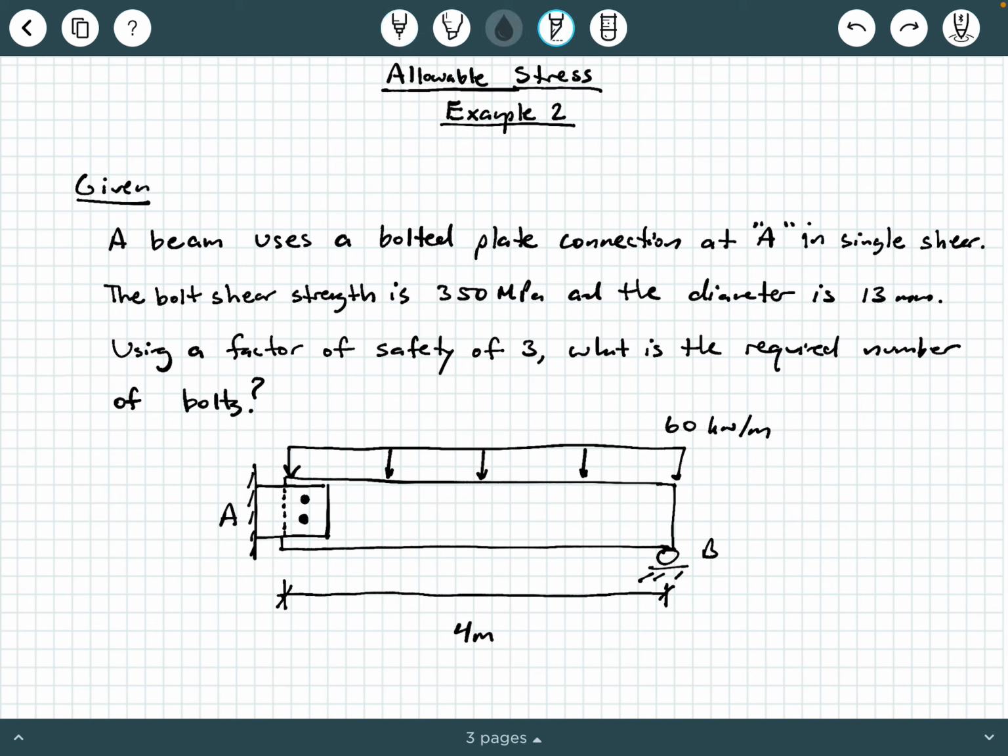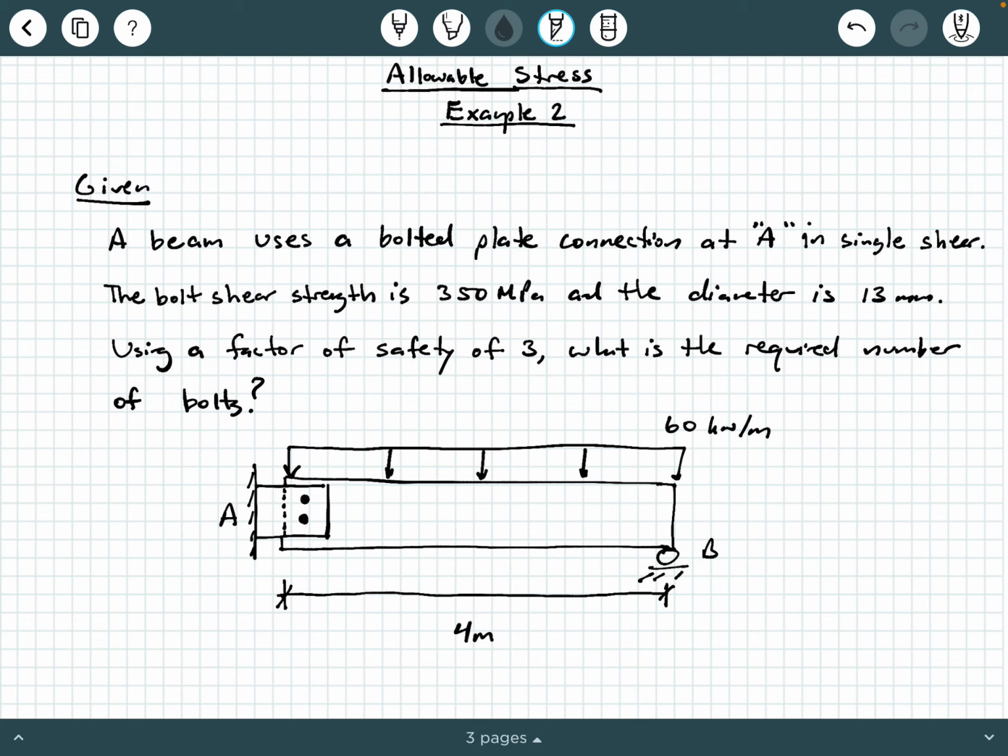Here we're given that a beam uses a bolted plate connection at point A in single shear. That first sentence tells us that we have this plate with some bolts going through it that's experiencing single shear. The bolt shear strength is 350 megapascals and the diameter is 13 millimeters. Using a factor of safety of 3, what is the required number of bolts?